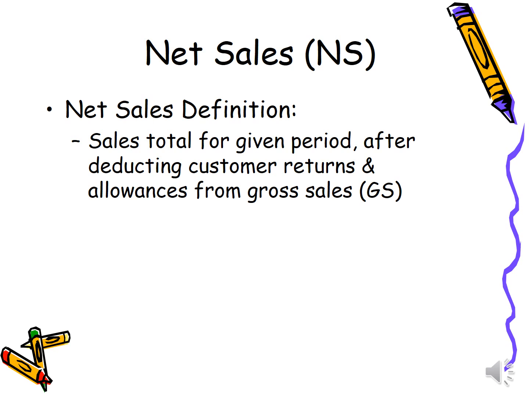Let's take a look at net sales first. By definition, net sales means all the sales total for a given period after deducting any customer returns or allowances that we have to take off from gross sales. Now let's take a look at what gross sales and customer returns and allowances actually mean, and that will give us a better idea about what net sales are.